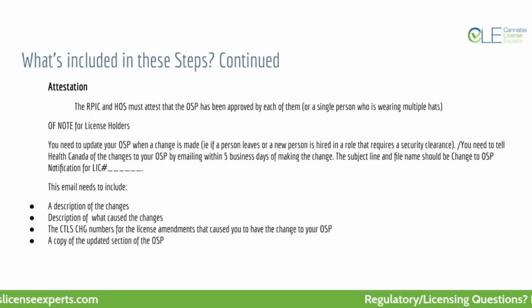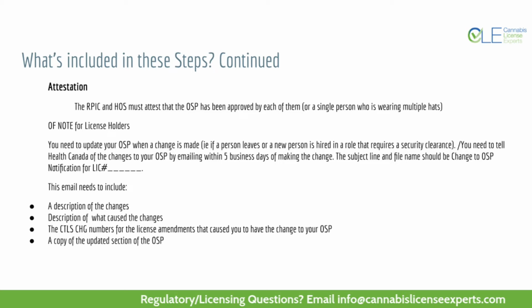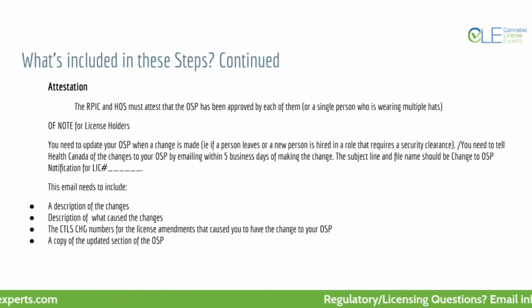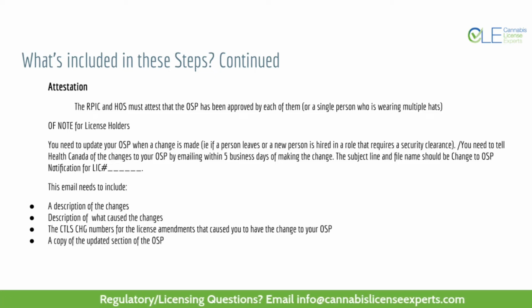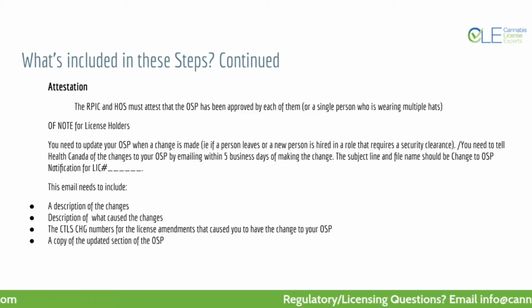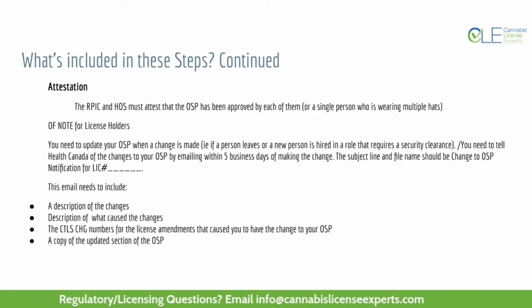Okay, so the final section, and again, going over your OSP is not overly difficult. As far as I'm concerned, the biggest challenge is ensuring that you have the proper list of your SOPs with the right descriptions and that you've identified the correct people in order to run your OSP throughout your operations smoothly and compliantly. So your attestation, once you've completed your operational security plan, must be signed by your RPIC, your responsible person in charge, as well as your HOS, which is your head of security.